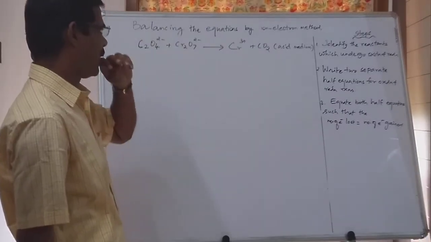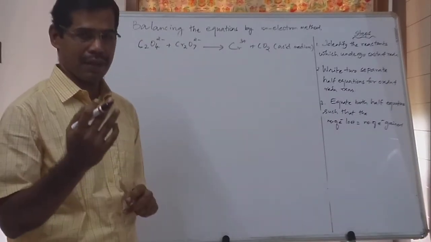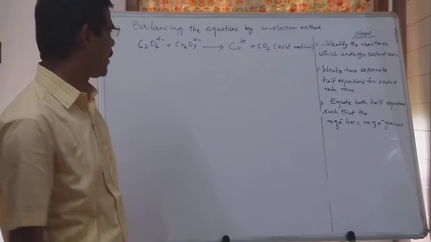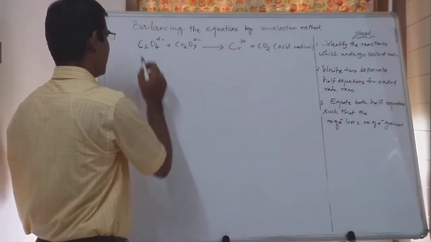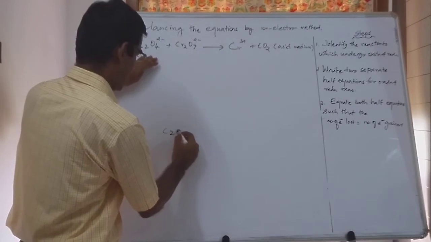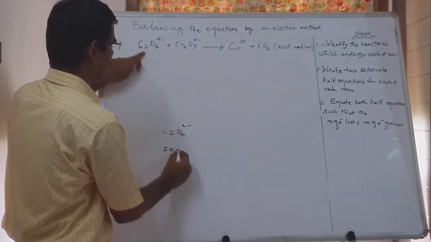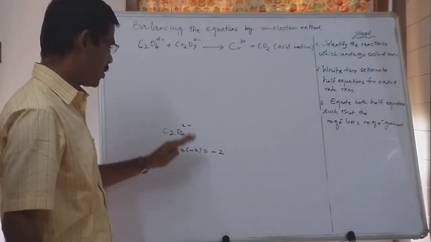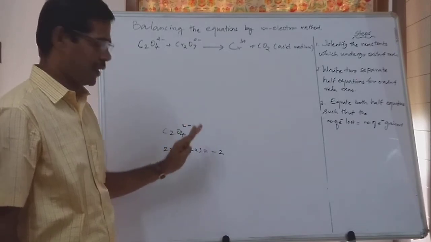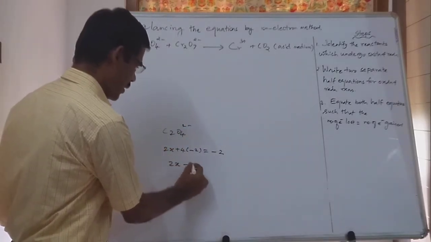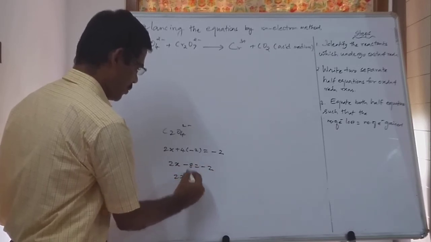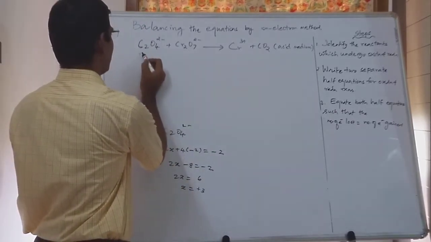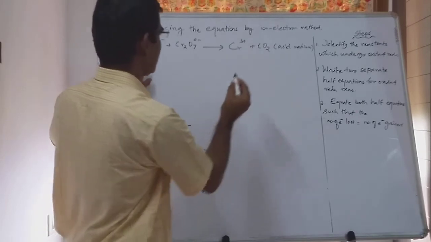Now what we have to do here, again by the oxidation number technique, is identify, as the first step, the reactants which undergo oxidation and reduction. Let me take carbon. If you observe carbon in this species, let us calculate for C2O4 2-: 2x plus 4 into minus 2 equals minus 2. Again, let me repeat, a separate video is available for calculating oxidation number. Do watch that. So 2x minus 8 is equal to minus 2, 2x is equal to 6, so x is equal to plus 3. Here the oxidation number for carbon is plus 3. Over here it is plus 4.